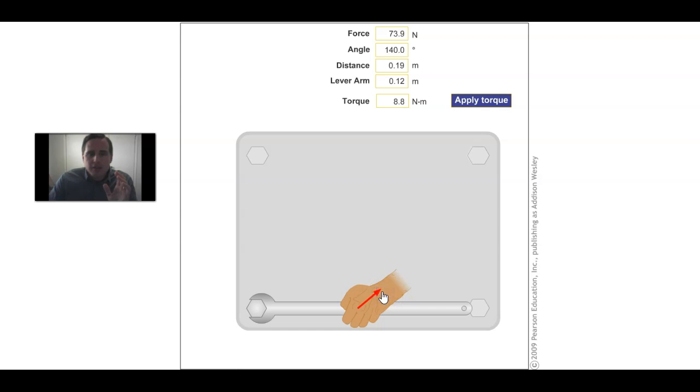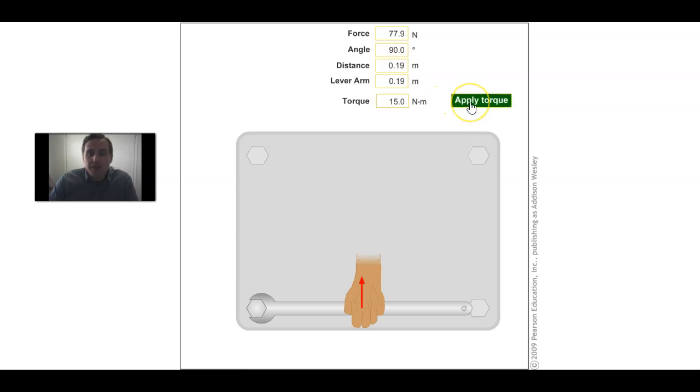So let's try to keep our force about the same, but rotate our direction here. Now we're able to rotate this. Notice, still with a force of about 77 or so newtons, we now have achieved an angle of 90 degrees. Our distance from the axis of rotation and our lever arm are exactly the same. Notice our torque has now gone up. Now it's 15 newton-meters.